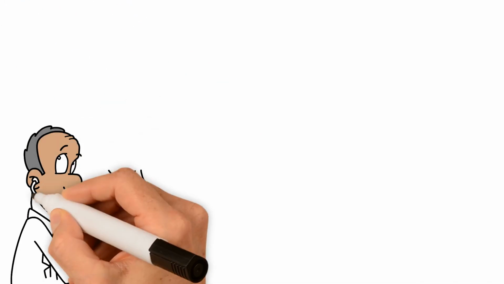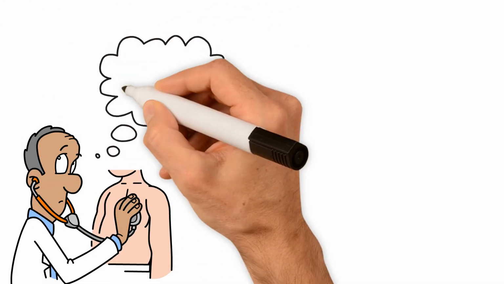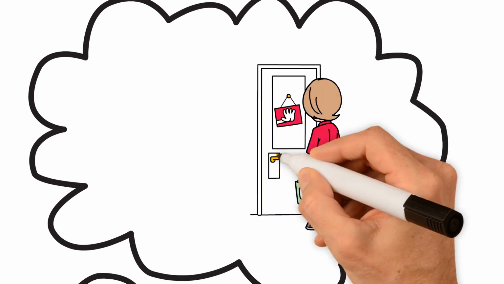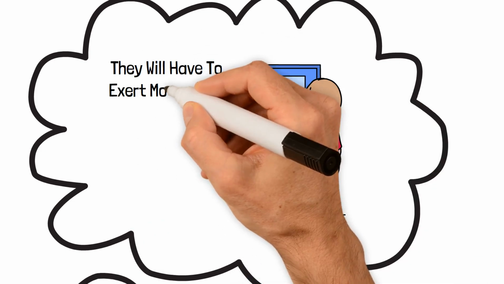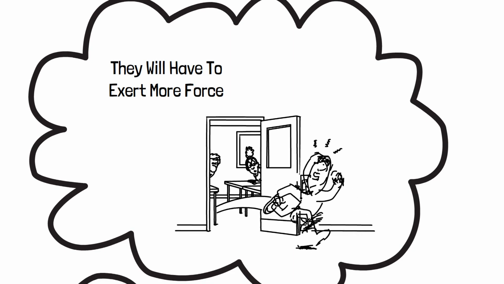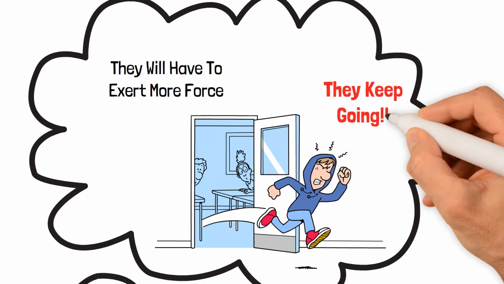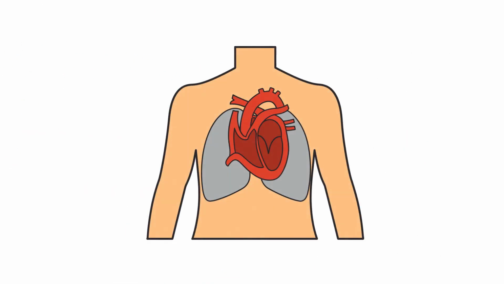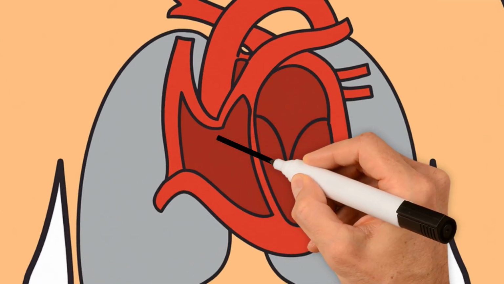In regard to where one will hear an aortic stenosis the loudest, let's think of someone bursting through a stiff door. They will have to exert more force. As they burst through the door, they don't just come to a full stop, right? They keep going. As we visualize the heart, the left ventricle aligns with the right atrium.